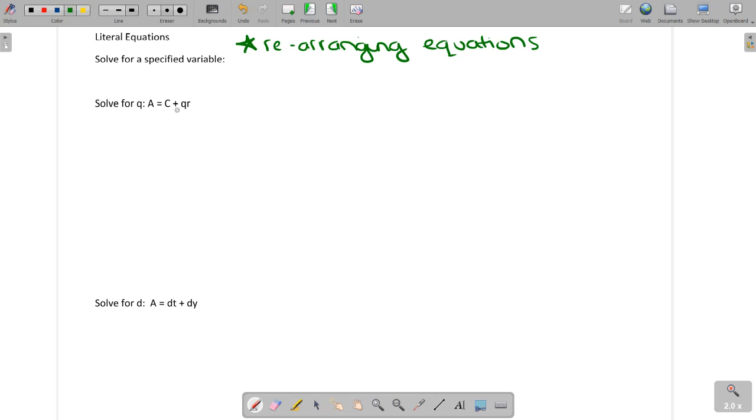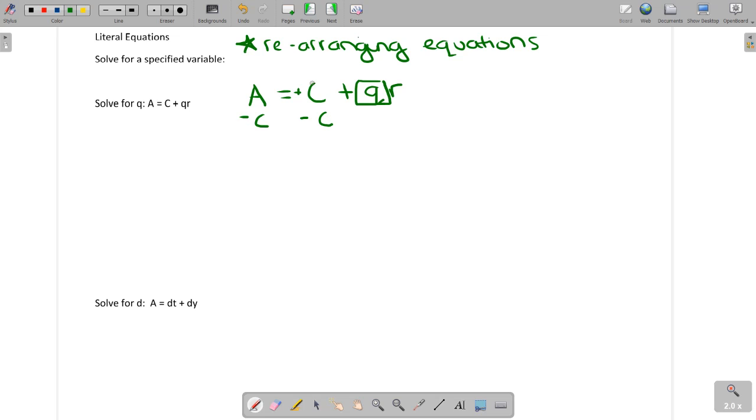Using opposite operations. Here you're solving for Q. So I'm just going to write this a little bit bigger. C plus QR. If I'm solving for my Q, I am going to start with what's furthest away on this side, which is that C. It's a positive C, so if I were to move it to the other side, I'd do the opposite. This is plus C, so I'm going to minus C from both sides.